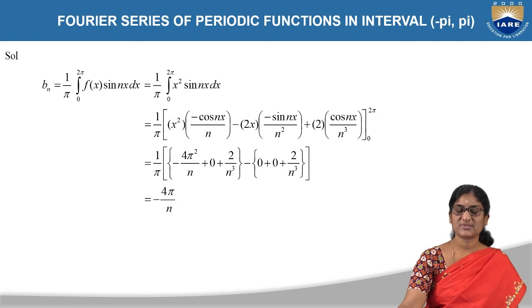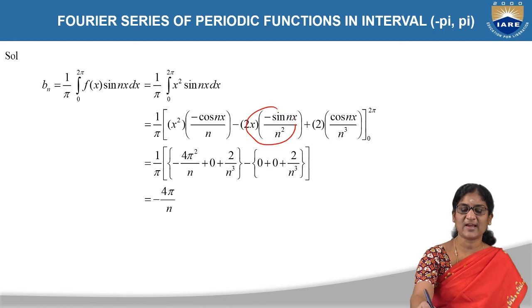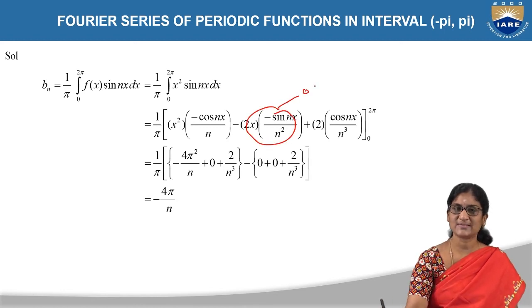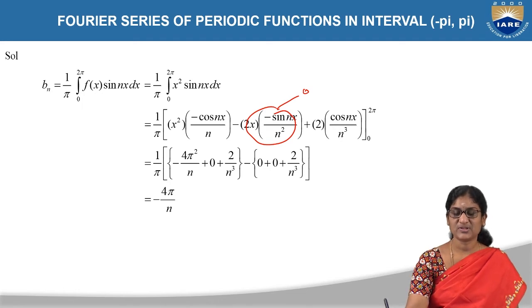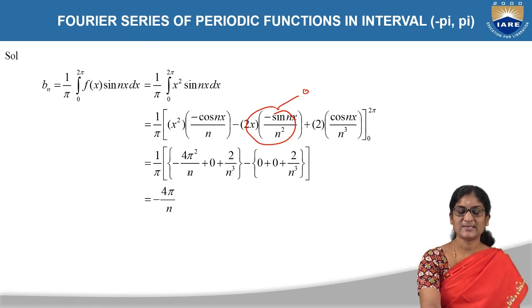Now, we have to substitute the upper and the lower limit. The middle term will completely vanish because at the upper limit 2 pi, sine n x becomes 0, and at the lower limit 0, sine x becomes 0. So the middle term completely becomes 0 and we substitute in the first and the third terms, which comes out to be 1 by pi into minus 4 pi square by n plus 0 plus 2 by n cube minus 0 plus 0 minus 2 by n cube, which is nothing but minus 4 pi by n. That is the bn value.